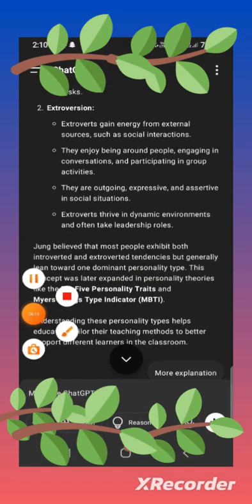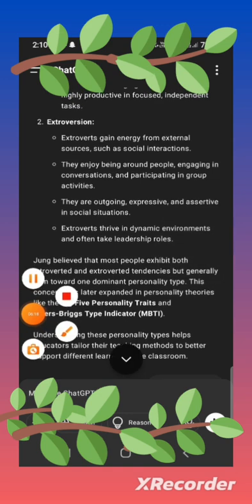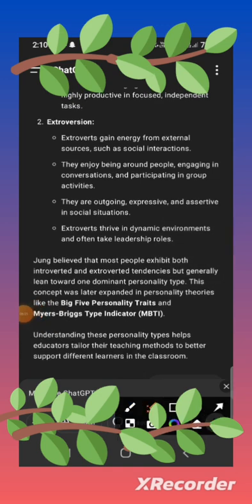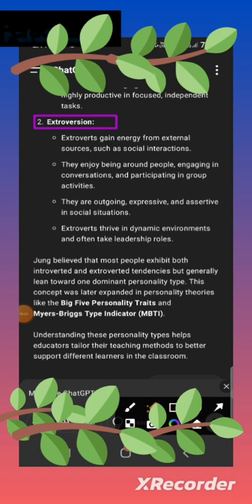Extroversion. Extroverts focus on the external world and thrive in social settings. They gain energy from interacting with others. They enjoy group activities, discussions, and being the center of attention. They enjoy being around people, engaging in conversation, and participating in group activities.